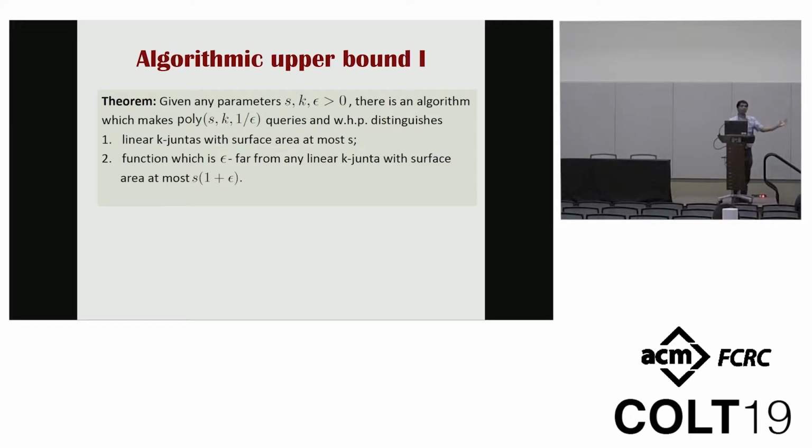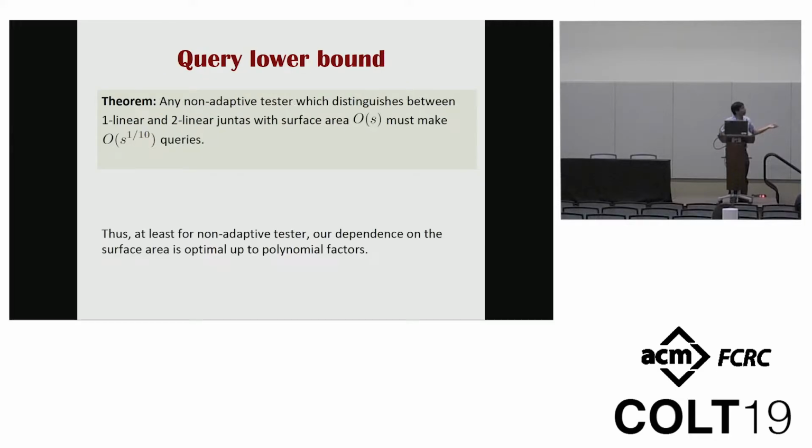If you haven't seen the notion of surface area before, it might look like an artificial parameter somehow, but it turns out that it's important in the sense that there is a lower bound that any non-adaptive tester, and ours is a non-adaptive tester, even distinguishing between 1-juntas and 2-juntas, must make S to the 1 over 10 queries. So this parameter dependent on the surface area is quantitatively and qualitatively tight up to at least polynomial factors.